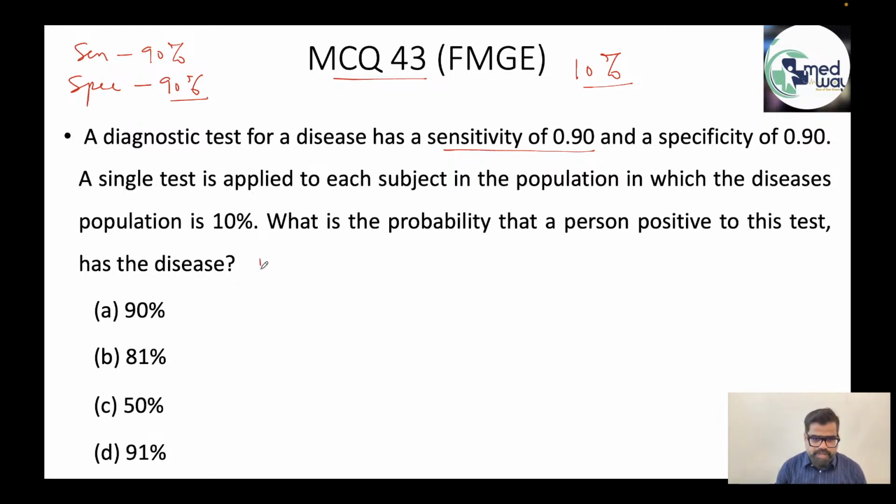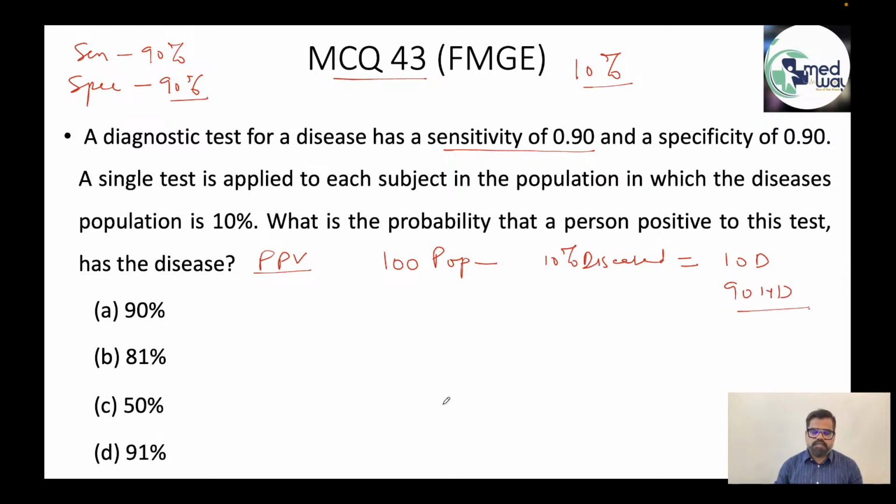Now the question is asking you to calculate the positive predictive value. Why have I taken this? Because it will help you to understand sensitivity, specificity, positive predictive value, negative predictive value, all. Now try to understand, it is very easy. 10% is the disease population. Let's assume 100 as the total population. So 10% is diseased, which means out of this 100, 10 people are diseased. Then 90 are not diseased.